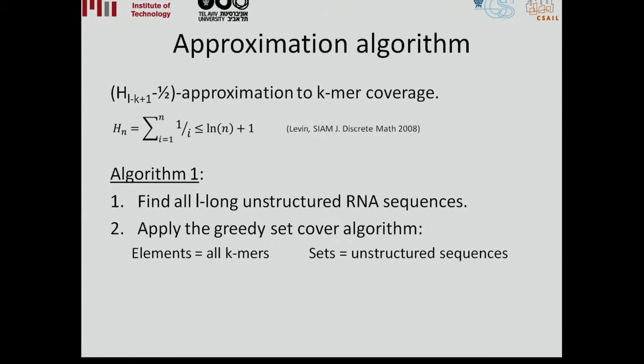We first have to find all L-long unstructured RNA sequences, and once we have those, we can apply the greedy set cover algorithm, where the elements are going to be all RNA k-mers, and the sets are the unstructured sequences. Unfortunately, the running time of either of these steps is at least 4 to the L, and L is 35 or greater in most of the applications that we saw in the introduction, so this becomes an impractical algorithm.